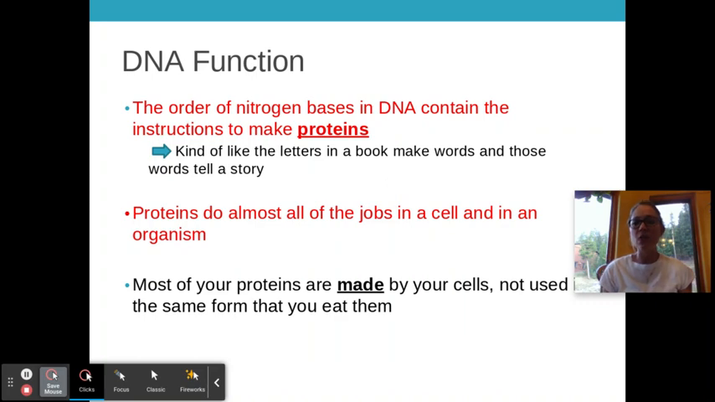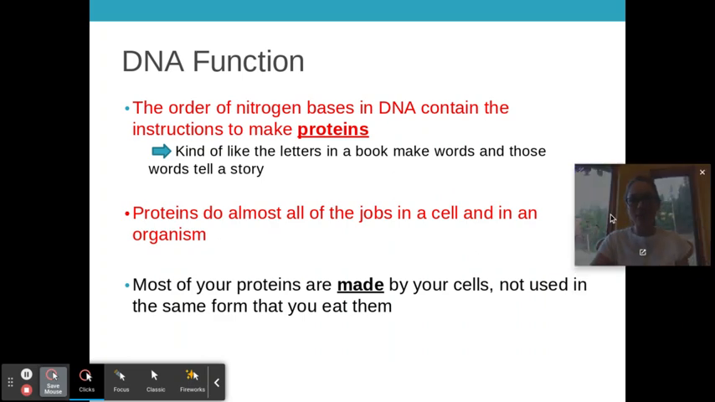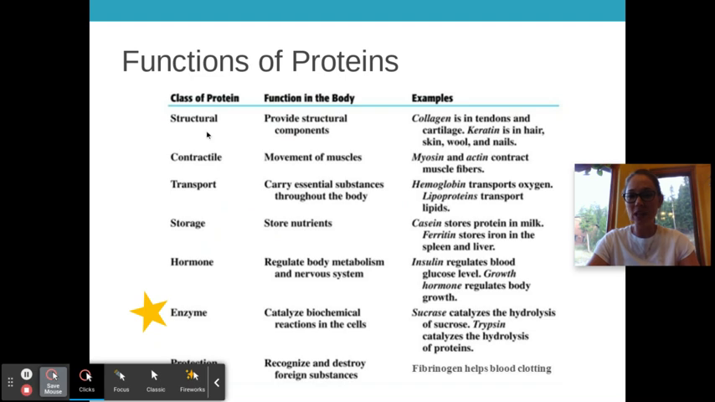And proteins do almost all of the jobs in a cell and in an organism. And most proteins are made by your cell, but not used in the same form that you eat them. So when I say that we're going to be talking about proteins and how your body makes proteins, I'm not talking about you eating chicken at home. Yes, it's mostly made up of proteins, but the proteins we're going to be talking about are much bigger than that. Because if you look at this table, we are going to see all these different types of proteins in the next coming weeks and how your body and how other organisms make all of these different proteins and why they are important. Because all the instructions for all of these different types of protein come from the DNA.